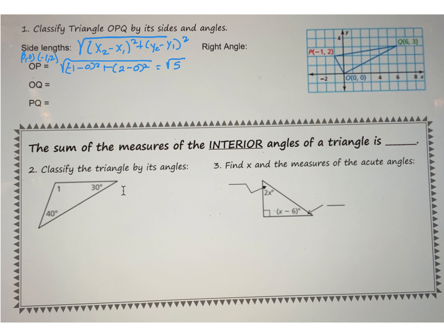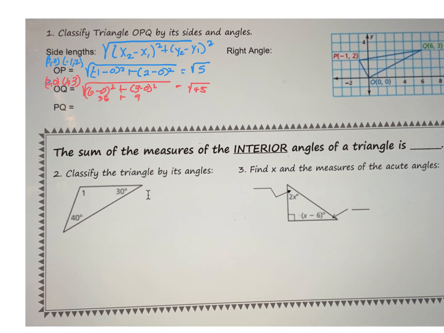So let's do the second one, O and Q. So we're still using 0, 0 and 6, 3 this time. So when I work it out, it would be 6 minus 0 squared plus 3 minus 0 squared. So in reality, this would be 36 plus 9. And so it would be the square root of 45. Okay, so right now we know it's not an equilateral triangle because there are two sides that are not the same. So let's look at the last side, see what that one is.